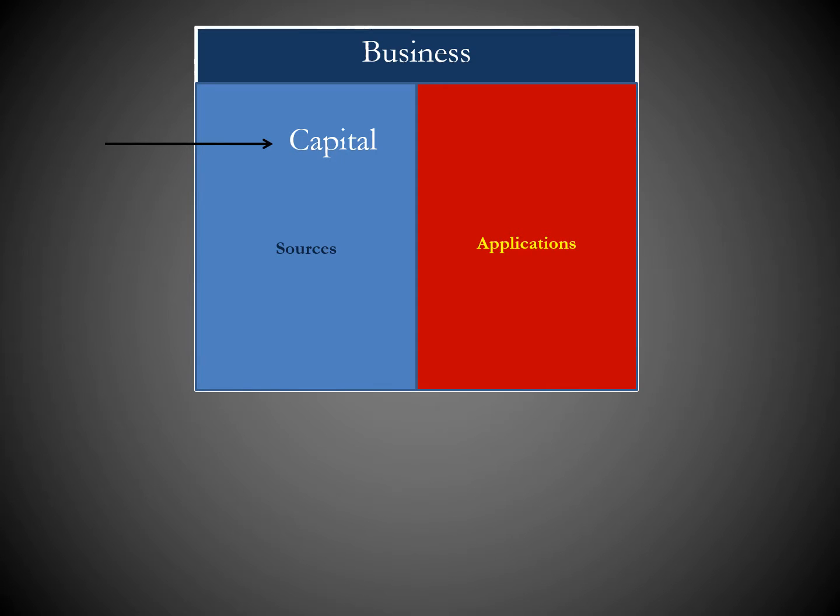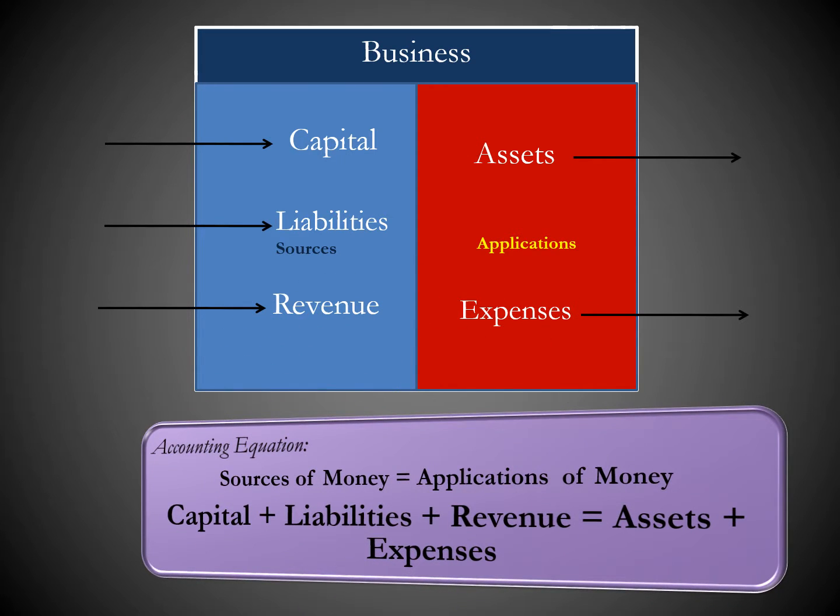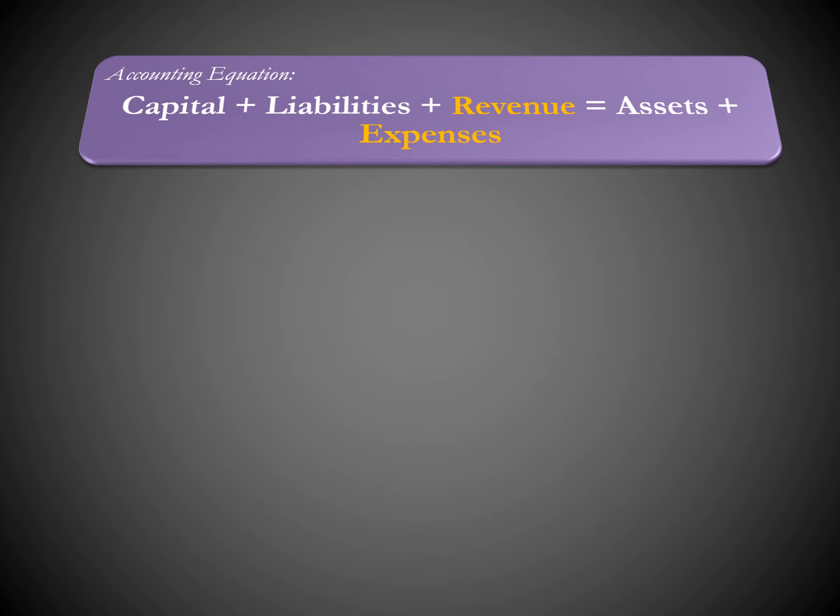So let's revise. Sources of money are capital, liabilities and revenue. Applications of money are assets and expenses. If I expand the accounting equation with these terms, sources of money equal to applications of money, now I can replace it with capital plus liabilities plus revenue is equal to assets plus expenses. So accounting equation is capital plus liabilities plus revenue equal to assets plus expenses.